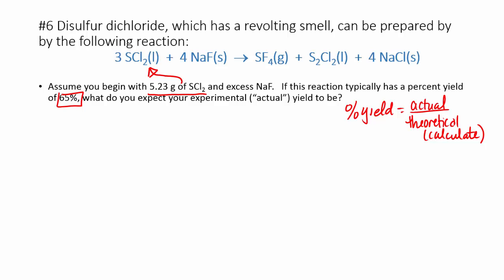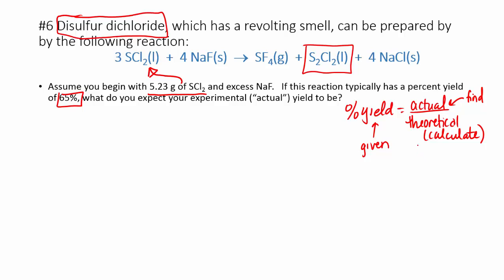So it looks like it's not super clear what our product is that we're looking for, but if you look right here, this reaction, disulfur dichloride, it looks like that's what we're aiming for. So we're trying to make S2Cl2. Okay. So what would your experimental yield of S2Cl2 be? Well, we're given a percent yield. This is given. And we are trying to find the actual yield.